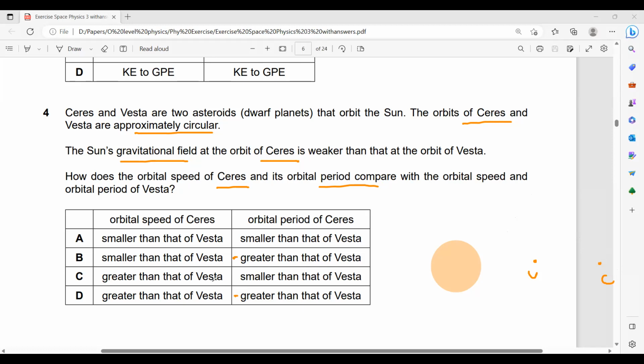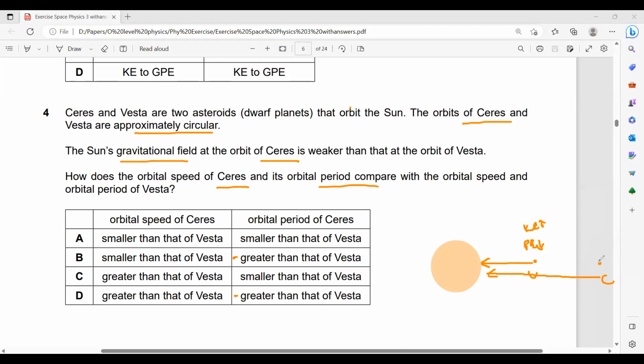But what about the orbital speeds? The same idea applies: because it is taking longer time, it means it is moving slower. You can also understand this when you compare the potential energies of Vesta with Ceres. Vesta will have a smaller potential energy, so more kinetic energy, because it's closer to the sun. So potential energy is lower, so kinetic energy will be higher, so it will move faster.